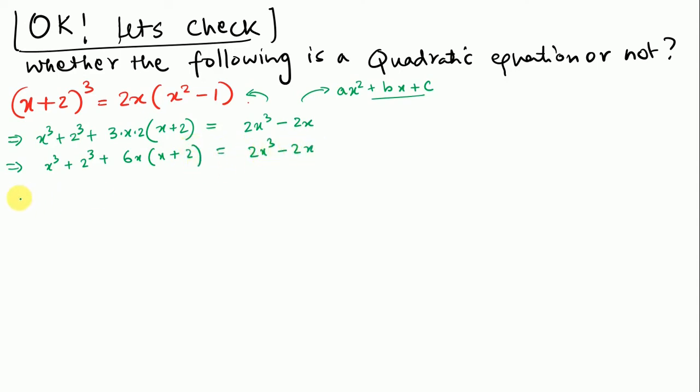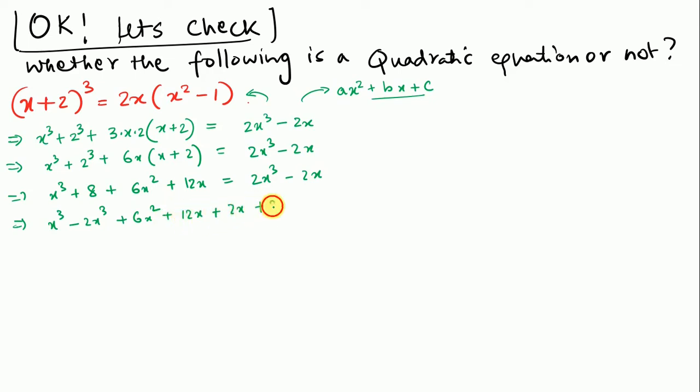Again this will be x cube plus 8 plus 6x square plus 12x, equals 2x cube minus 2x. This will be x cube minus 2x cube plus 6x square plus 12x plus 2x plus 8 equals 0. Now this becomes x cube plus 6x square plus 14x plus 8 equals 0.